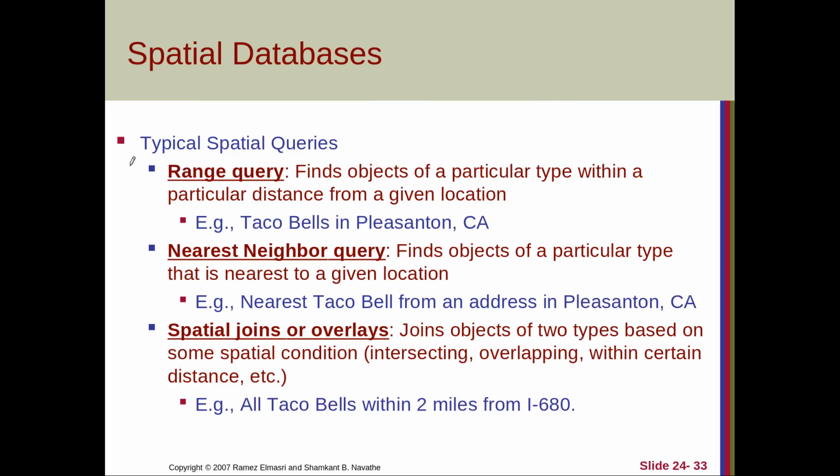So the three different spatial queries that are generally followed by spatial databases are: the range query, to find the objects between two ranges; the nearest neighbor query, to find all the objects near one particular location; and spatial joins, all the objects that are overlapped or intersected with a second object.